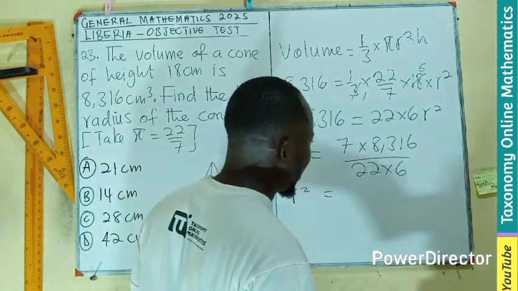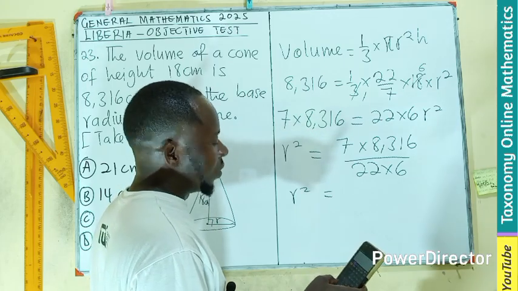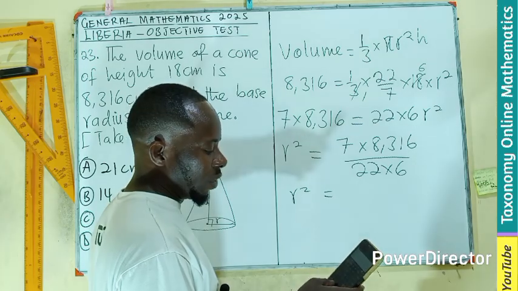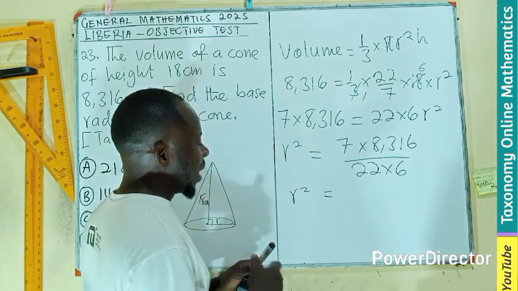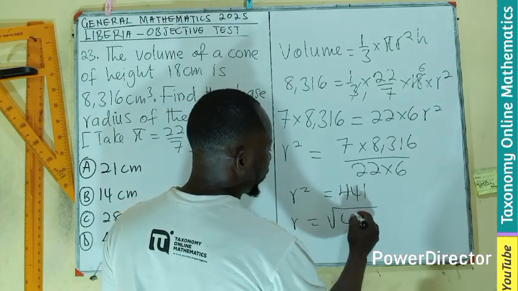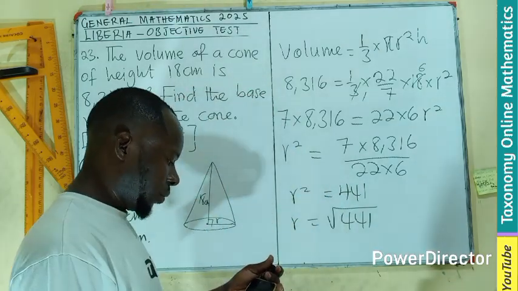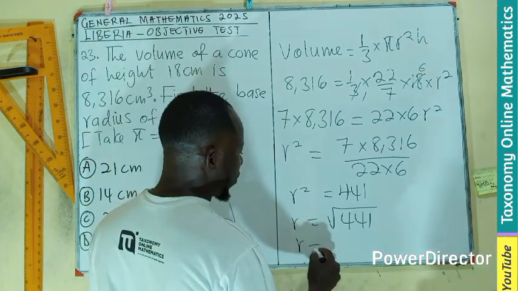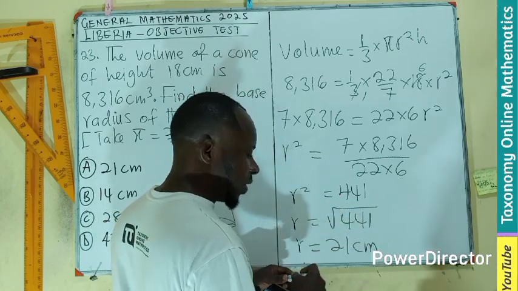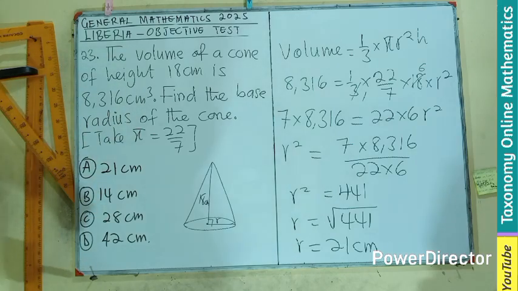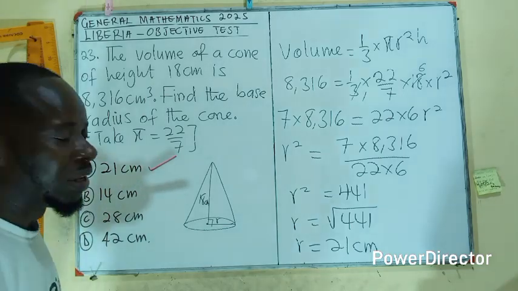Let's put that in our calculator: 7 times 8,316 divided by 22 times 6. And that will give you 441. r equals the root of 441, and that will give you r equals 21 centimeters. Meaning the radius of the base of the cone is 21. That is the answer A, 21 centimeters.